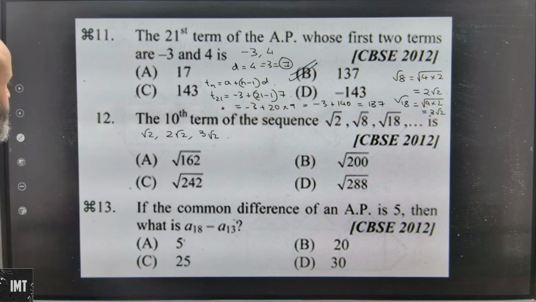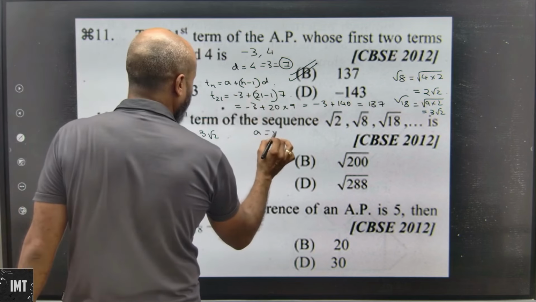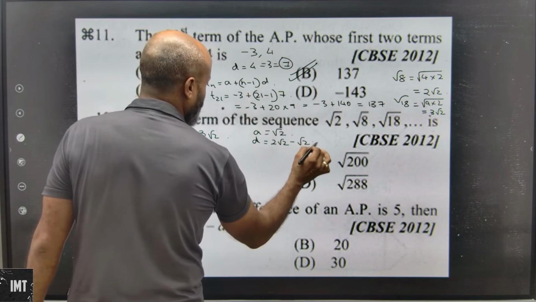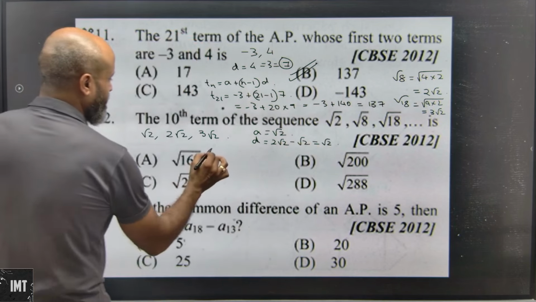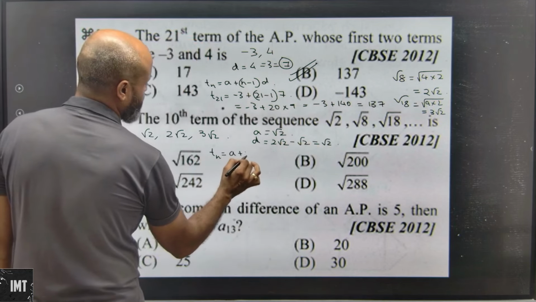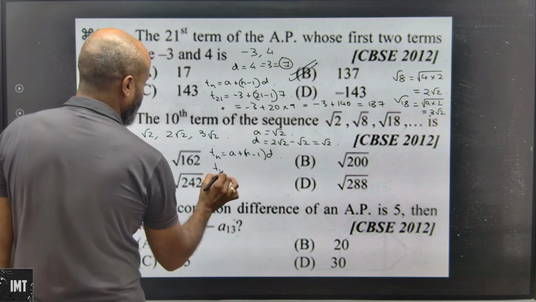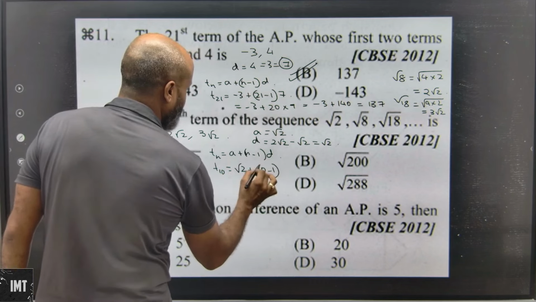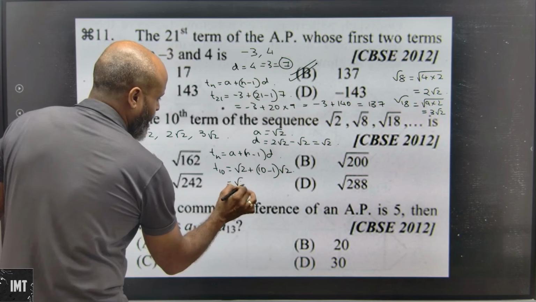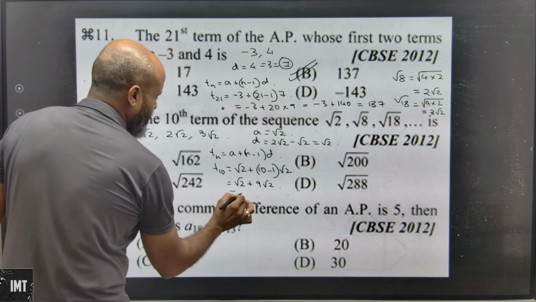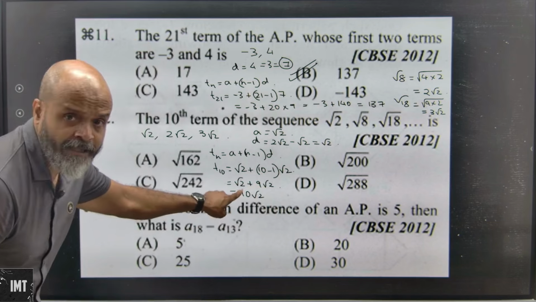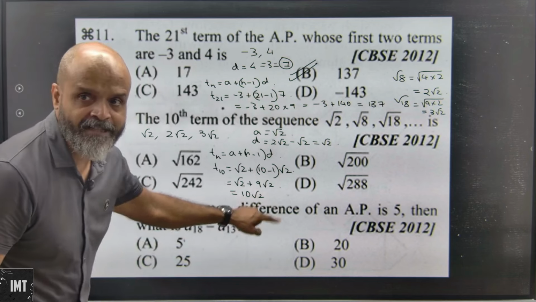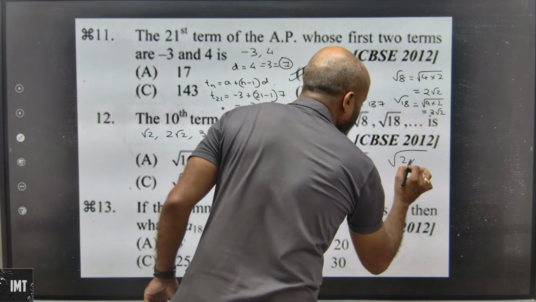The 10th term of the sequence. If I look into this, a is root 2 and d is 2 root 2 minus root 2. That's going to be root 2. So Tn is equal to a plus (n minus 1) into d. So here T10 will be equal to a, that is root 2, plus (10 minus 1) into d, that is root 2. So this will be root 2 plus 9 into root 2. So that will be 10 root 2. Now, none of these answers is 10 root 2, so you will have to think. Don't get confused. If you get this 2 inside, so this will be root of 2 into 10 square.